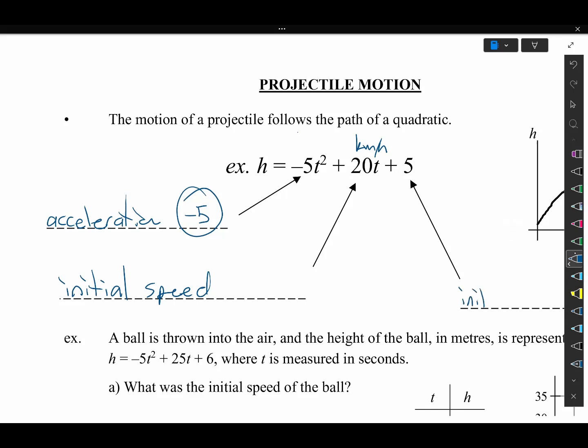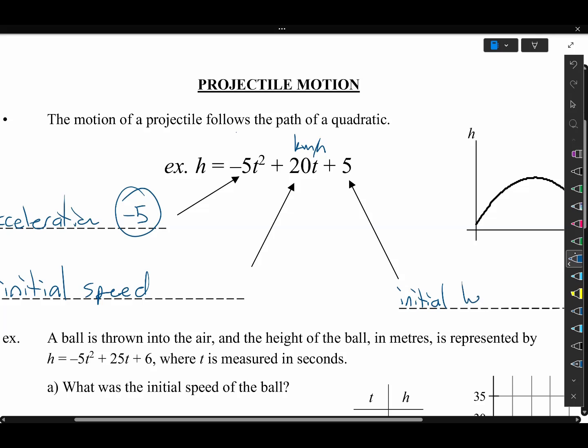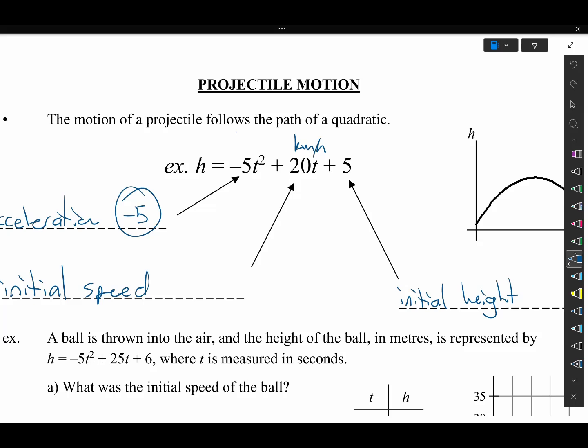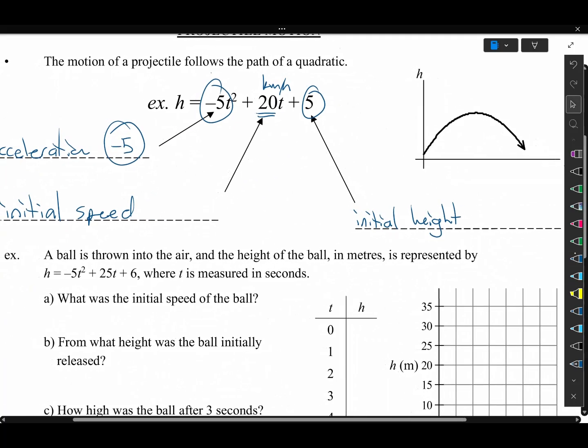And then we have our initial height. All right, so everything that's tossed is going to be tossed from a certain height. Sometimes that height could even be 0, but in this case, the height would be 5. In this case, the initial speed would be 20, and as always, our acceleration is going to be negative 5 right here.